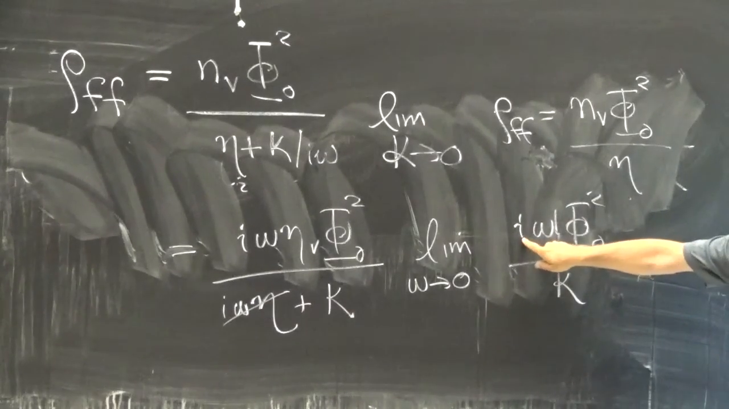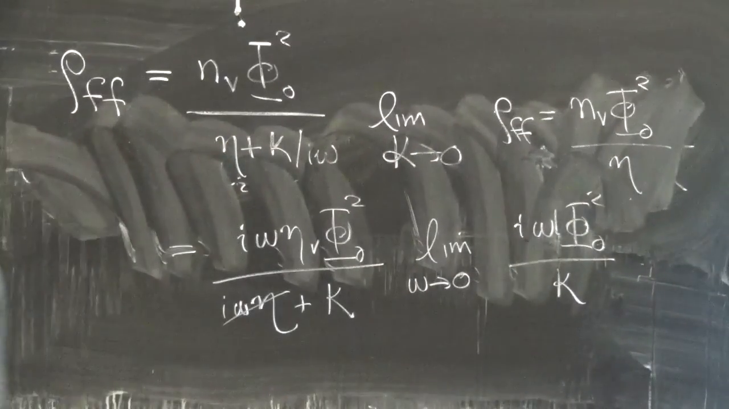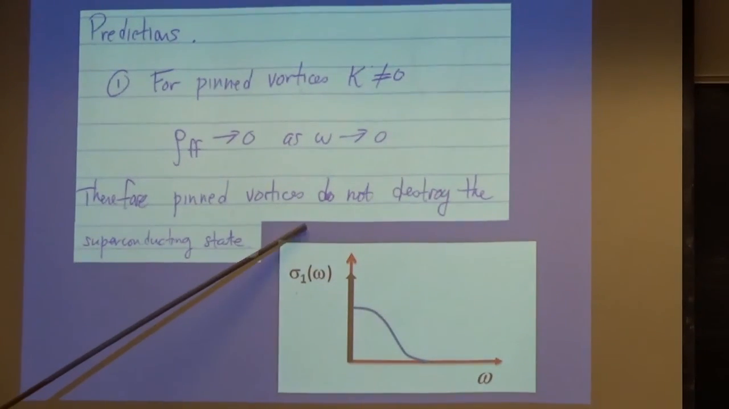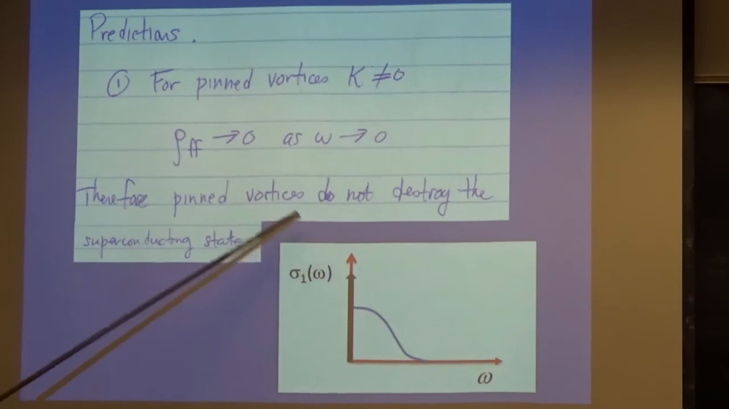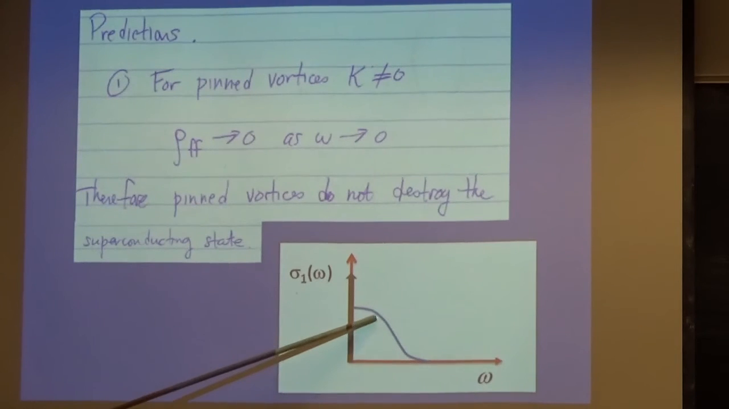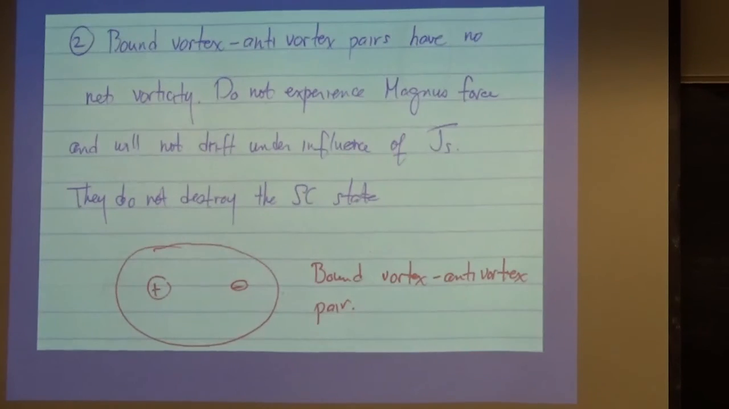The fact that, as I mentioned in the other lecture, rho goes as I omega in the low frequency limit. So what that tells us is that if we have pin vortices, that doesn't destroy the superconducting state. So if I go back to my optical conductivity, in the case of pinned vortices, I still have a superconducting delta function, but I have some extra optical absorption or dissipation due to the motion of these pin vortices. Okay, so that's one way that I can maintain the superconducting state.